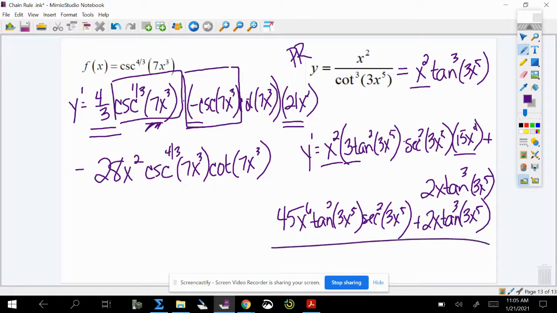And that is about as ugly as they can get because you are working with a more involved chain rule and you're doing a product rule at the same time. That is the end of the chain.